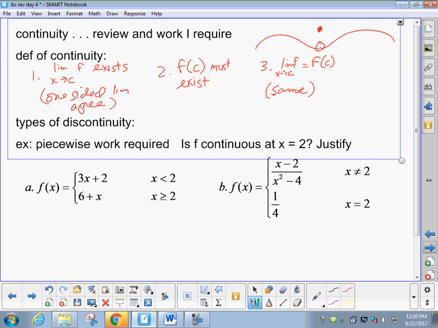Now, when you get a continuity problem, I expect you to show work from the definition of continuity. Let's pause here. There are three typical types of discontinuity. What are they? Vocabulary. Jump discontinuity. Beautiful. Jump is when the one-sided limits are not equal.